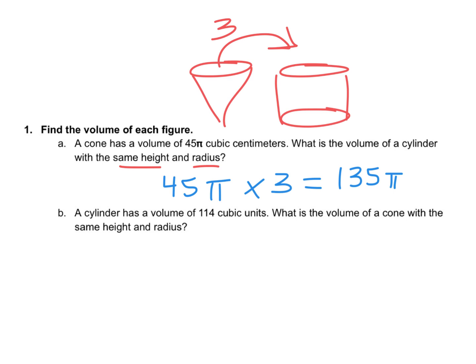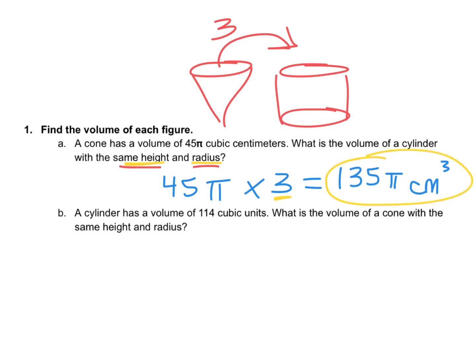So as long as they have the same height and the same radius, the cylinder is 3 times bigger than the cone. And then the label would be centimeters cubed or cubic centimeters.